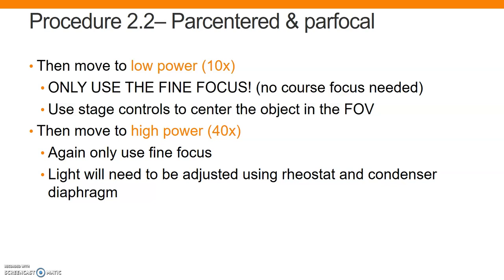So once you get it in focus at 40x, you will notice that your light has decreased. As we zoom in, our light levels decrease, so you'll have to adjust that to your liking. Using the condenser diaphragm is what I would suggest, but you might need to play with the rheostat as well, just in case. So you will see as you zoom in that resolution increases, field of view decreases, depth of field decreases, and light levels will decrease.